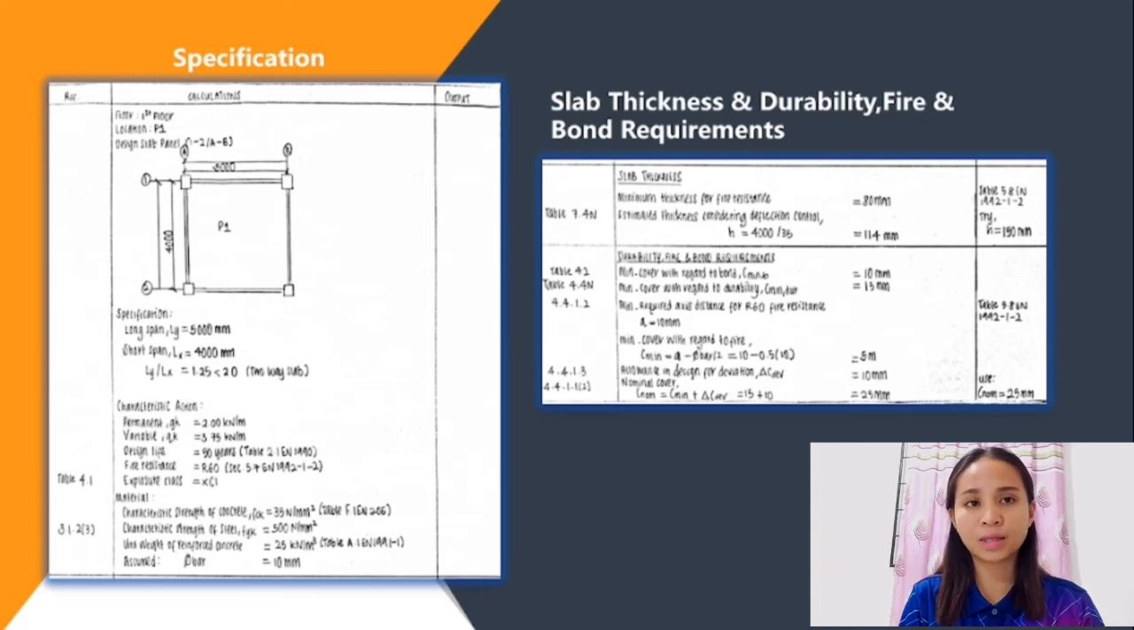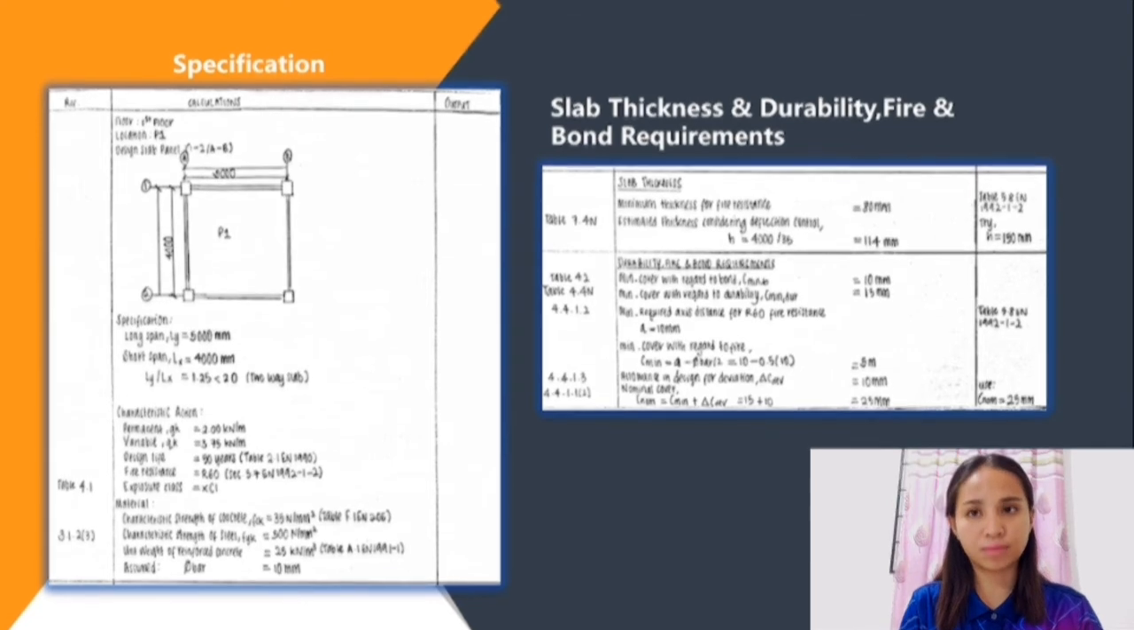dan exposure class kami adalah XC1, dan material yang kami gunakan untuk konkrit kami yaitu FCK adalah 35 N per mm square. Untuk strength of steel kami FYK 500 Newton per mm square, dan unit weight of reinforcement concrete kami adalah 25 kN per cube, dan kami assume diameter bar kami untuk slab design kami adalah 10 mm, dan di sebelah kanan slide ini pula adalah pengiraan untuk slab thickness dan durability, fire dan bond requirement kami.